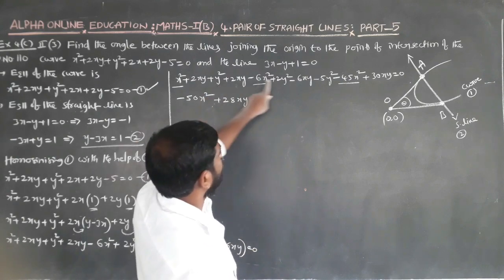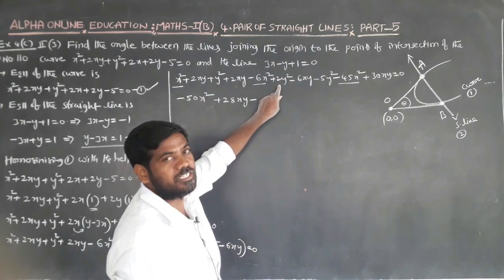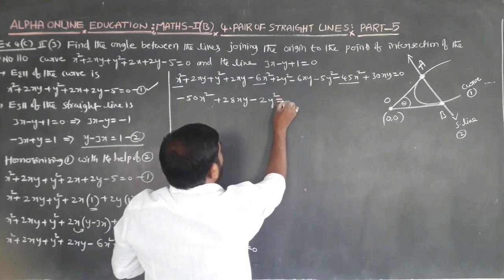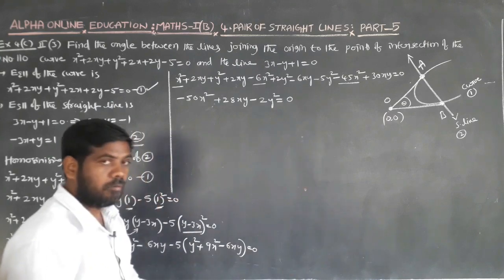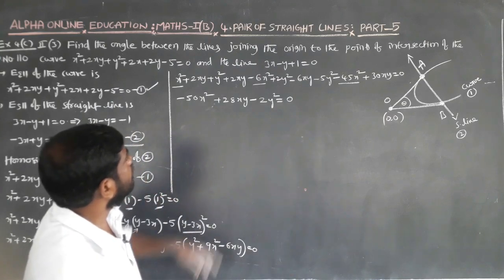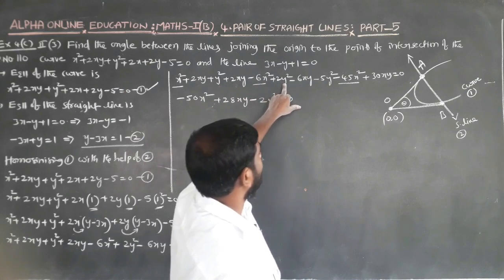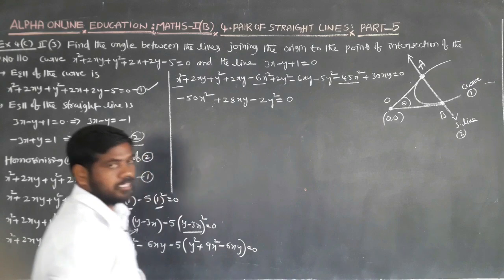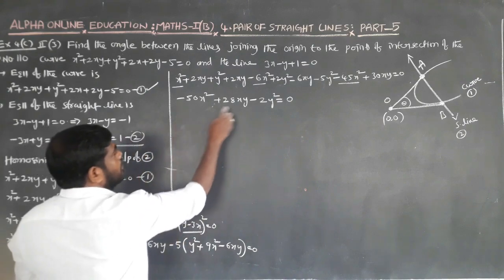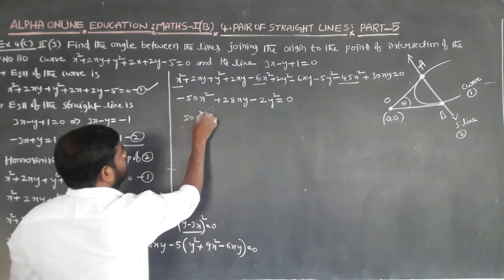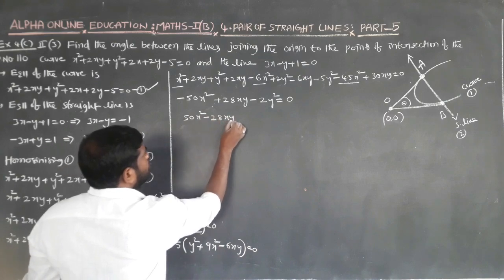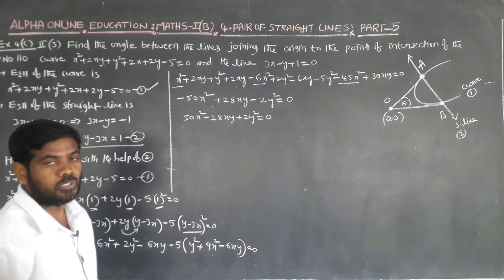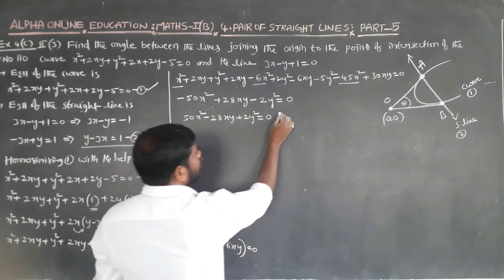1y square plus 2y square is 3y square. 3y square minus 5y square is minus 2y square, equal to 0. Multiplying with minus, we get 50x square minus 28xy plus 2y square equal to 0.